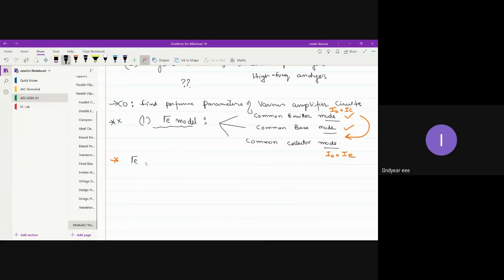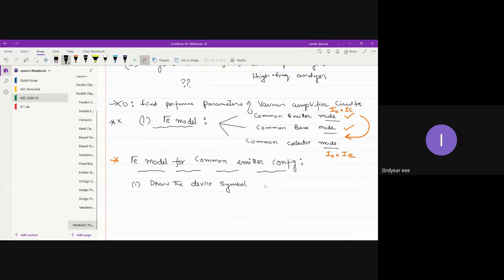You can write the subheading as RE model for common emitter configuration. You don't have to break your head too much. Let me teach you in a very simple way. So step 1, what you have to do is draw the device symbol. Step 1 is to draw the device symbol for common emitter configuration.